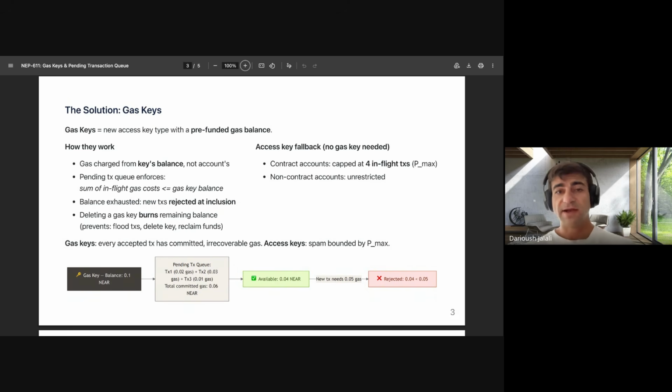And we also have a fallback for the existing behavior to not cause too much disruption for existing workflows. So accounts that do not have any contract deployed are not impacted by this at all and have no restrictions. And if an account has a contract deployed, we are giving them a for transaction in flight kind of grace period. Of course, we can also reduce this if it turns out to be a problem. Any questions?